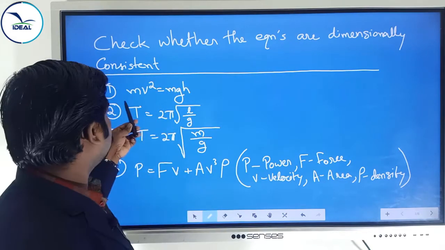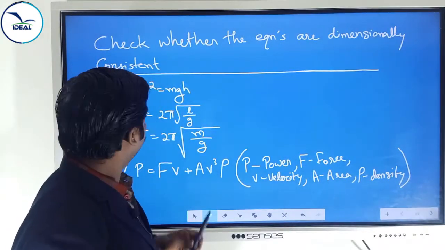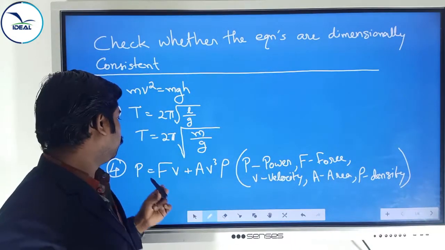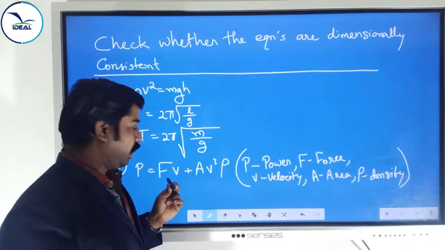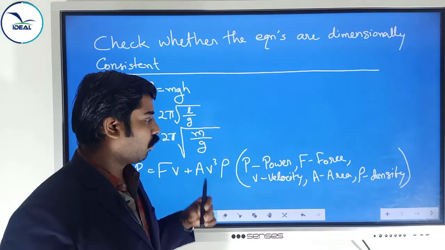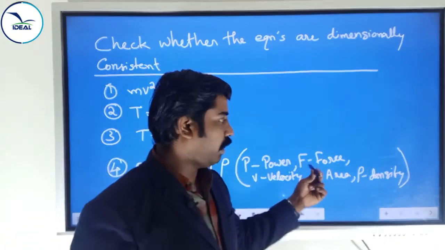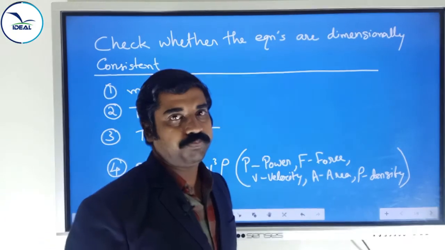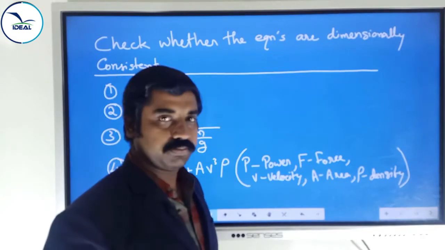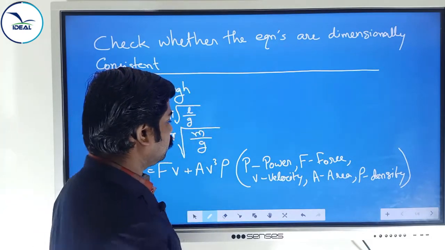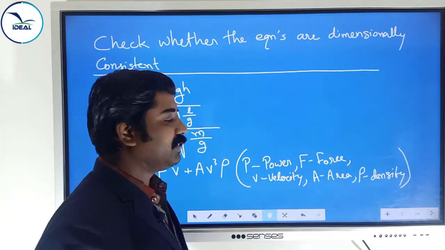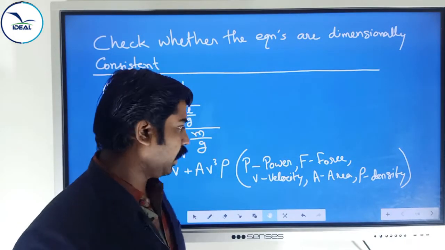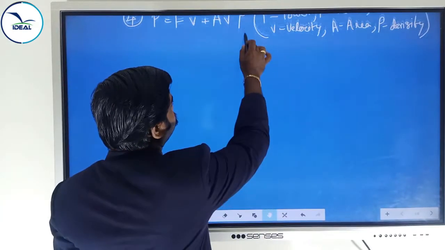The equations are mv square is equal to mgh, T is equal to 2 pi root L by g, T equal to 2 pi root m by g, P equal to Fv plus Av cube rho. P is power, F force, V velocity, A area, rho density. These are the equations. Before going to this, we want to know the dimensions of some quantities, which we can discuss.